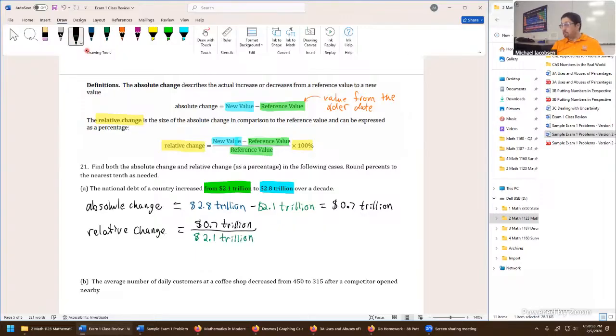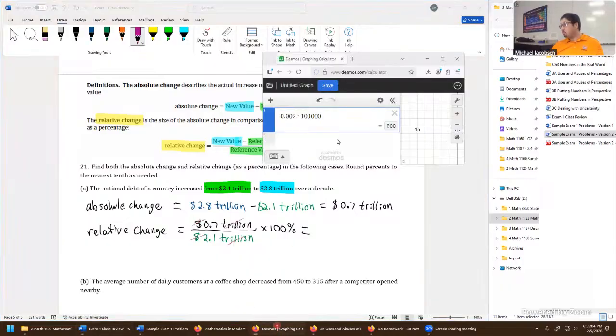Now we just convert it into a percentage, go times 100, tack the percent symbol onto it. Units cancel, so we have just a pure percentage once we run it through the calculator. So we're taking 0.7 divided by 2.1, and as a percentage, go times 100. This will be 33.3%.